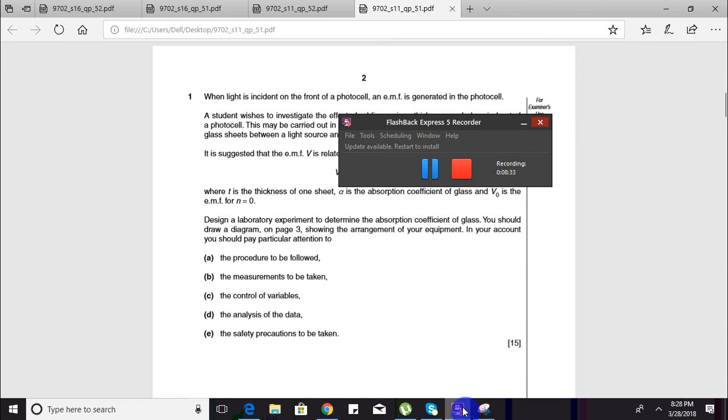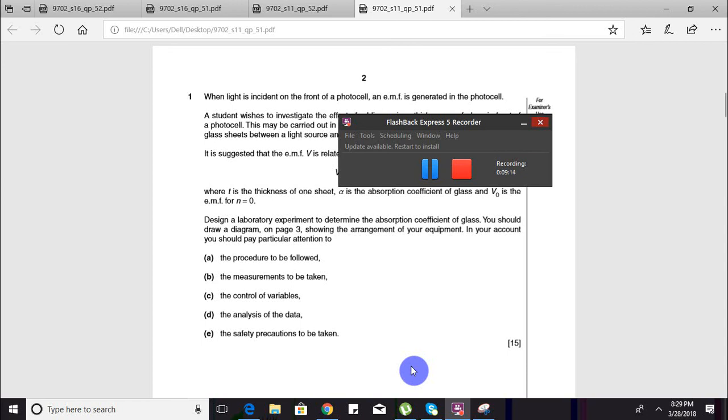And because what you want to know is the absorption coefficient, you should know that the gradient is equal to minus alpha t, and t is basically the thickness of one of them, and you probably already have the value of that. So if you have taken the value of the thickness for all of them at different points, and you take the mean of it, you can use that here in the equation. So to get alpha, you just have to divide the gradient by t and take the negative of that value, and you'll get the value of the absorption coefficient.